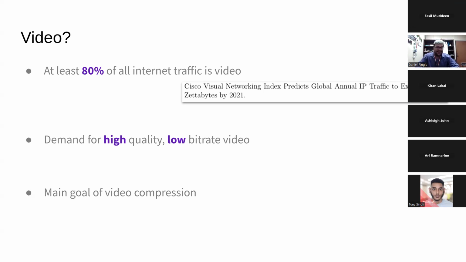And that is the main goal of video compression. So we want high quality, small file size, or small bitrate.